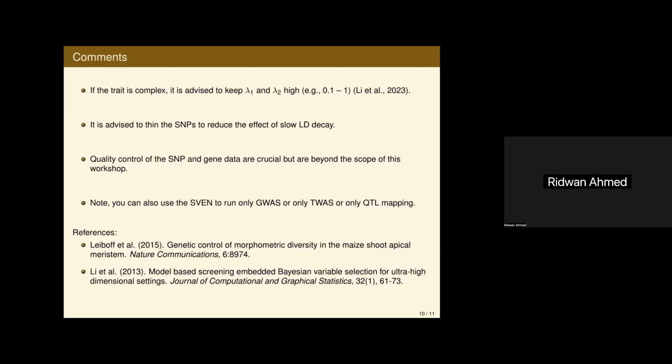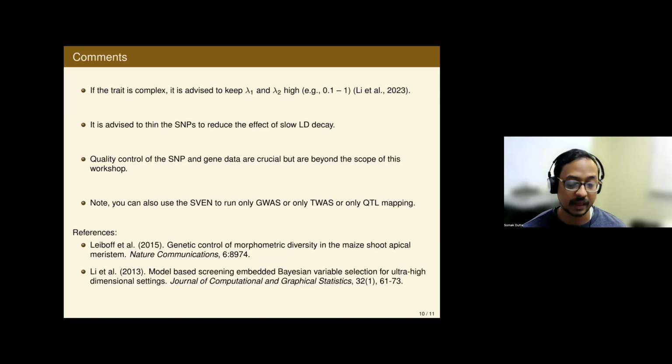I'm just wondering if we can use it in situations where we have a few of the data sets lacking gene expression data. That is, when we have the phenotype, we have the SNP data, and some of the samples are lacking in gene expression data. Can we include those samples in the analysis? Not yet. That's a very good question.